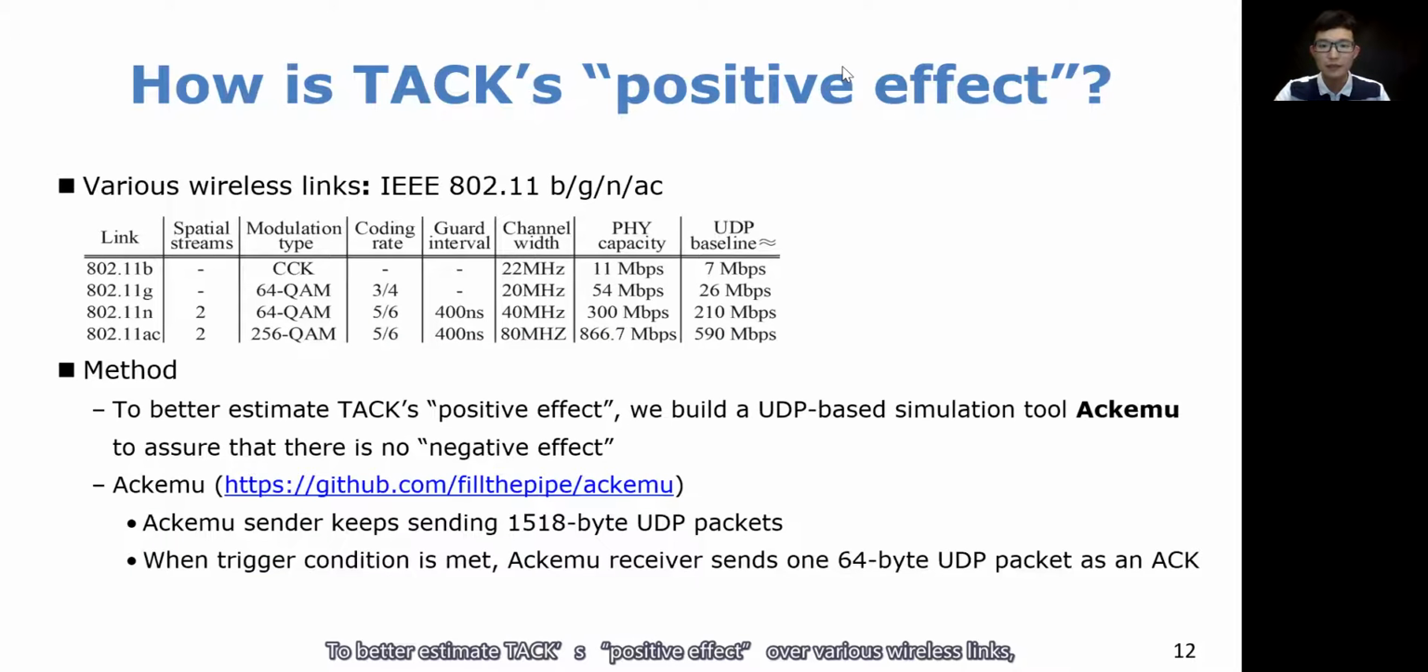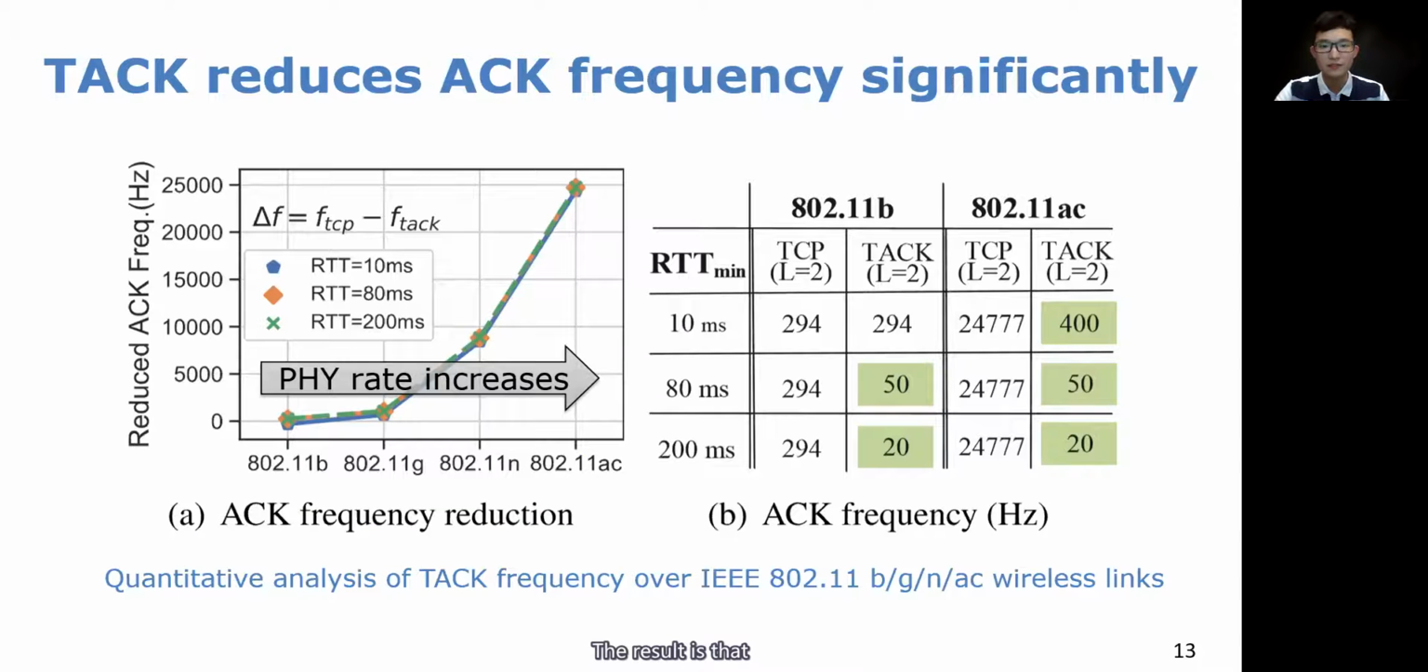To better estimate TACK's positive effect over various wireless links, we built a UDP-based tool to assure that there is no negative effect. The sender keeps sending large UDP packets, and the receiver has implemented various ACK thinning technologies, including TACK. When the trigger condition is met, the receiver sends one small UDP packet as an ACK. The result is that more ACKs are reduced in the case of a faster physical rate.